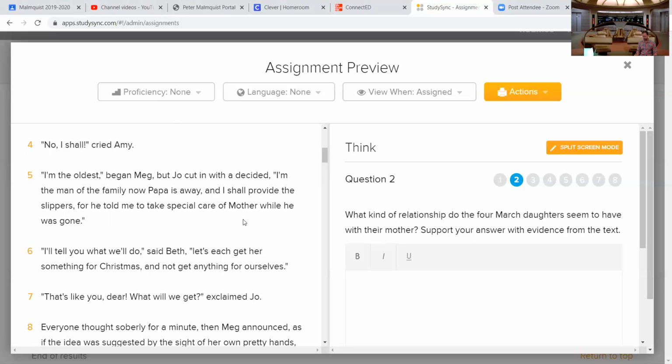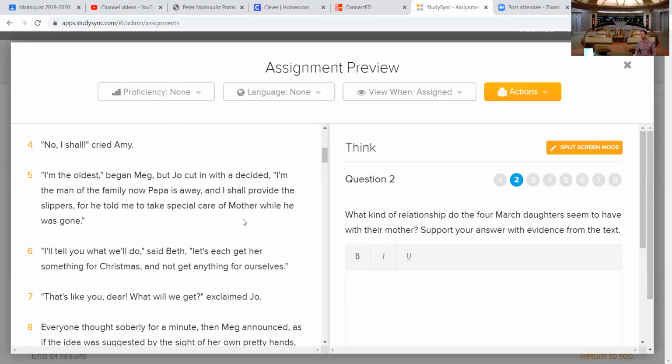So paragraph 5, we have Joe saying she's the man of the family now that Papa's away, and he told her to take special care of the mother. Continuing on to paragraph 6, it says, "I'll tell you what we'll do," said Beth. "Let's each get her something for Christmas and not get anything for ourselves."